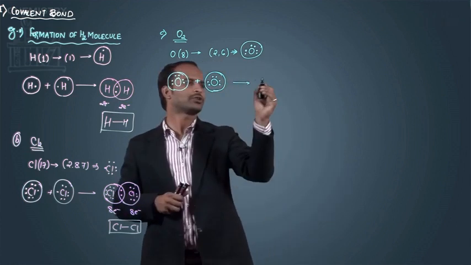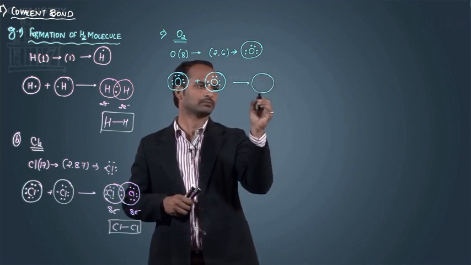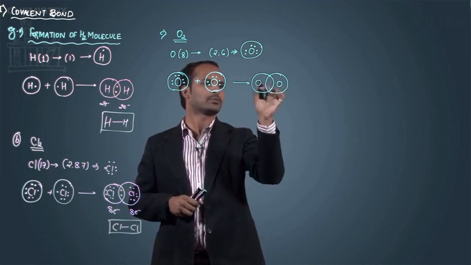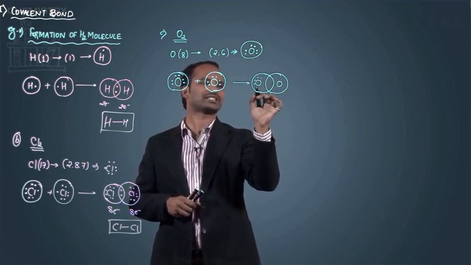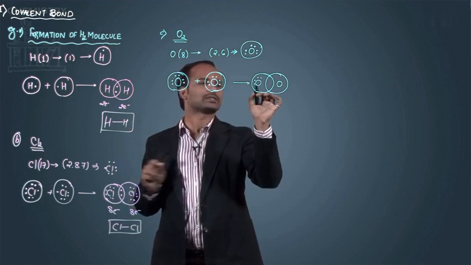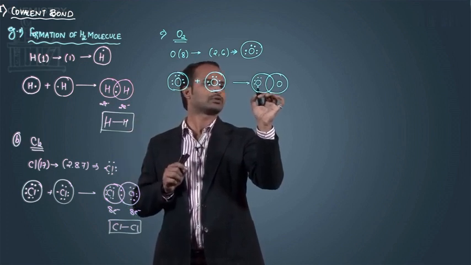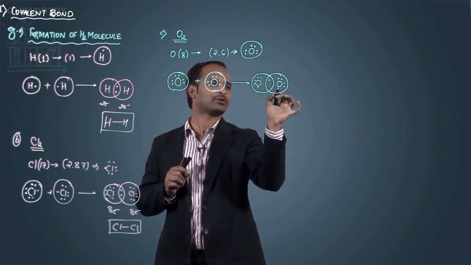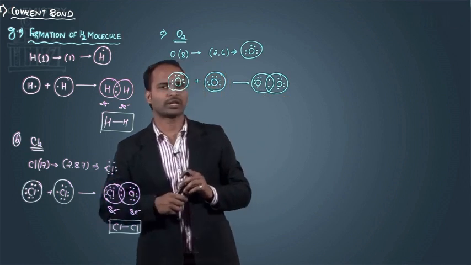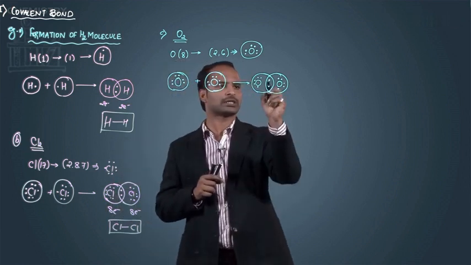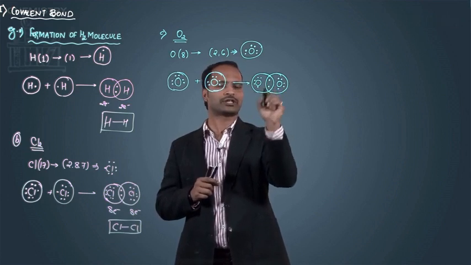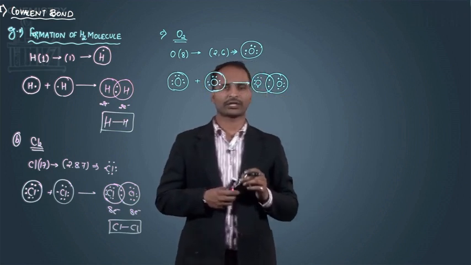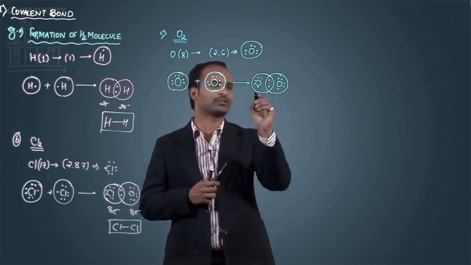So for the oxygen molecule, each of them was having 6 electrons. Suppose I am considering 1 electron less, because 1 electron is given by this oxygen, and the second electron is given by this oxygen. Now let's count how many electrons are there. 1, 2, 3, 4, 5, 6, 7. For this oxygen we have 7 electrons only. For this also 7. So still the octet is not completed. So to complete the octet, they will share one more electron.